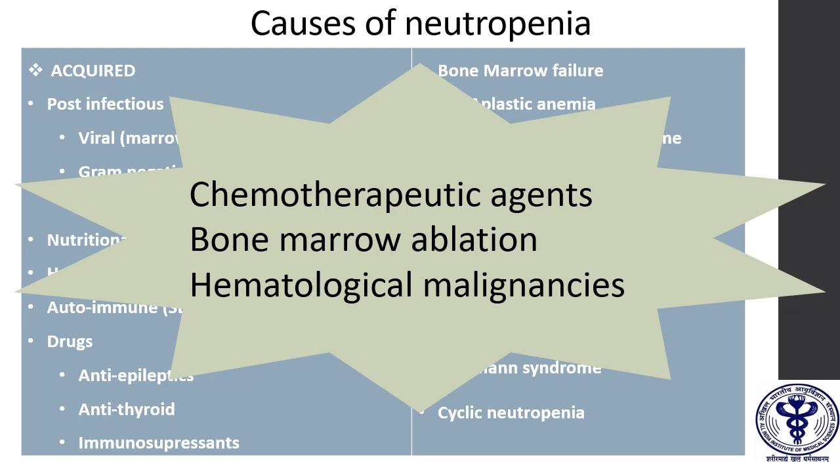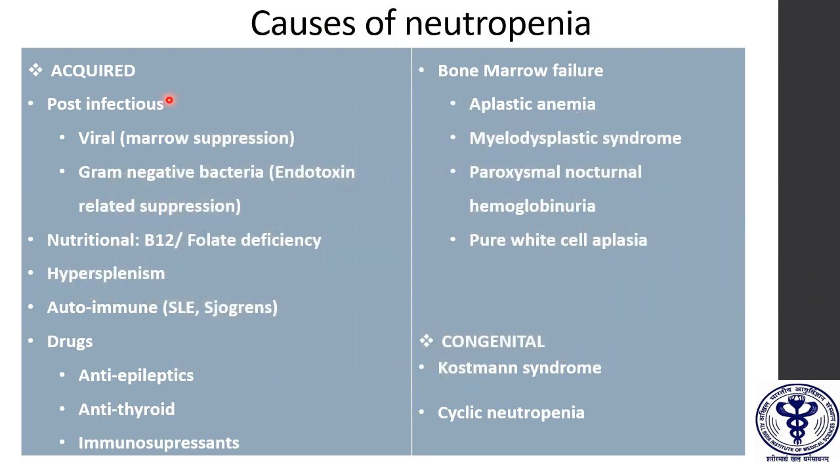Now, what are the broad causes of neutropenia? Very importantly, the 3 causes that will be discussed in our seminar and feature in most of the guidelines as well include the chemotherapeutic agents causing bone marrow suppression, bone marrow ablation prior to transplantation, and hematological malignancies. Apart from that, we have to keep our radars open and understand that there are other causes of neutropenia which we commonly see in our wards. Things like post-infectious neutropenia, nutritional causes, autoimmune, hypersplenism, drug-induced bone marrow failure. There are also a few congenital causes of neutropenia as well.